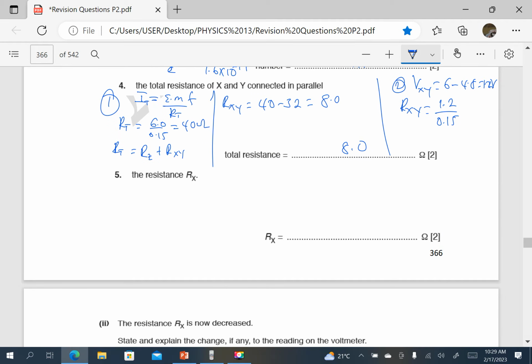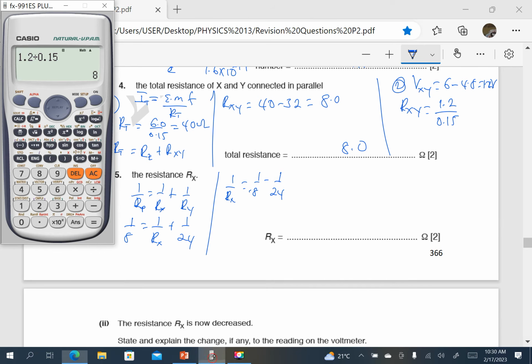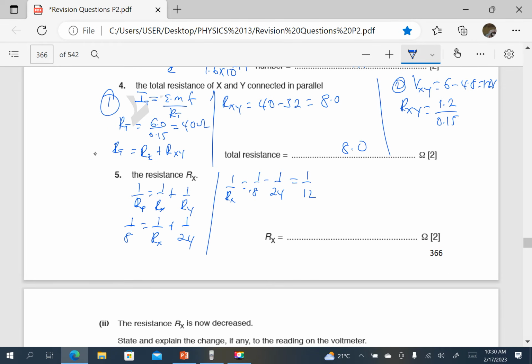Then find the resistance Rx. Since we have total resistance and we have the resistance of Y, we can use the simple formula for total resistance in parallel: 1 over resistance in parallel is equal to 1 over Rx plus 1 over Ry. Total resistance in parallel is 8, so 1 over 8 is equal to 1 over Rx plus 1 over resistance of Y, which is 24. So 1 over Rx is equal to 1 over 8 minus 1 over 24, which is 1 over 12, and then we get the reciprocal. So Rx is equal to 12 ohms.